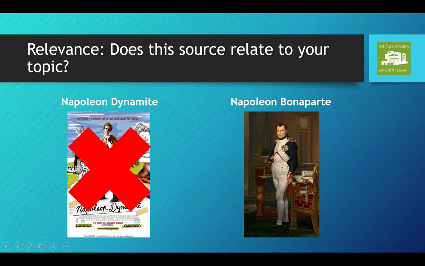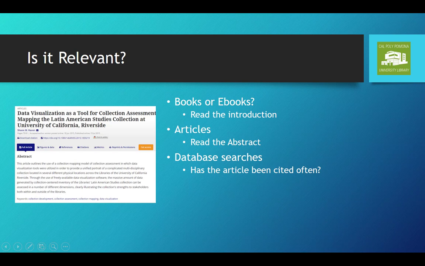Now, this is an extreme example, but you're going to end up coming up with a lot of potential sources that are irrelevant to your topic. So how do you determine whether a source is relevant? Well, there are a couple of tools that can help you. If you're going to look at a book or an ebook, read the introduction before you do anything else.